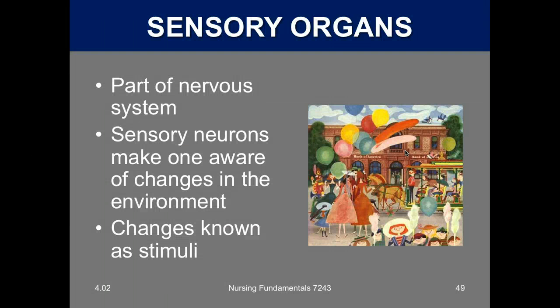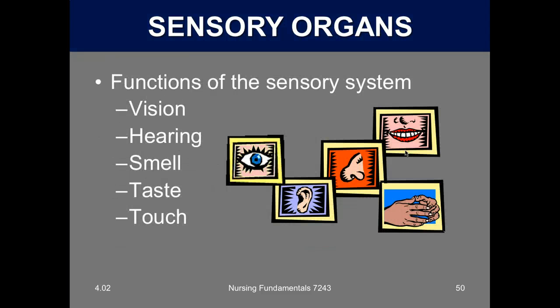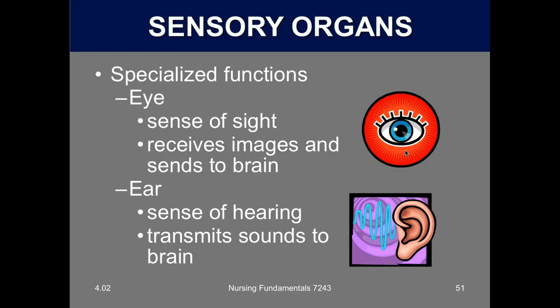So the sensory organs are part of the nervous system. Sensory neurons make you aware of changes in the environment. Changes are known as stimuli. The functions of the sensory system are your vision, hearing, the ability to smell, taste, and touch. Specialized functions of the sensory organs: the eye has the sense of sight, receives images and sends them to the brain.